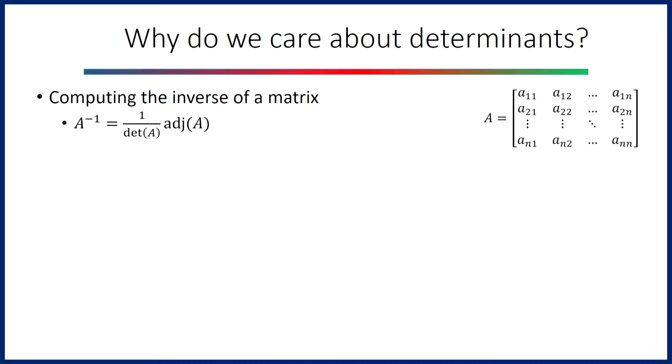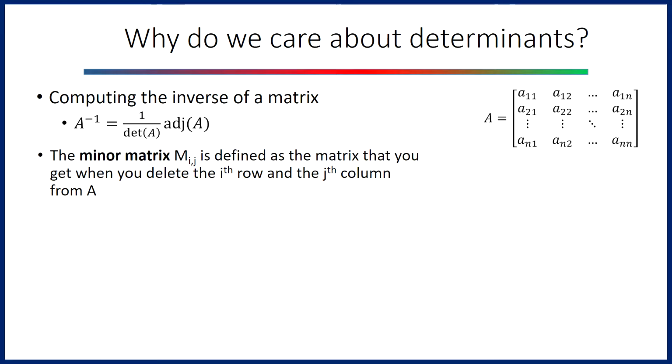Let's start by remembering what a minor matrix is. I mentioned minor matrices very briefly when we were defining the determinant, but let me define it more clearly here. The ij minor matrix of A is the matrix that you get when you take the matrix A and delete the ith row and the jth column. For instance, the minor matrix M11 is the matrix you get when you delete the first row and the first column from A. The Mn1 minor matrix is the matrix that you get when you delete the last row and the first column. The Mnn minor matrix is the matrix that you get when you delete the last column and the last row.